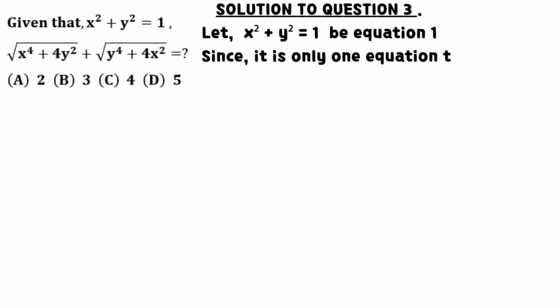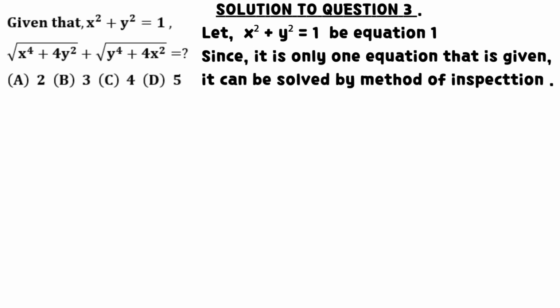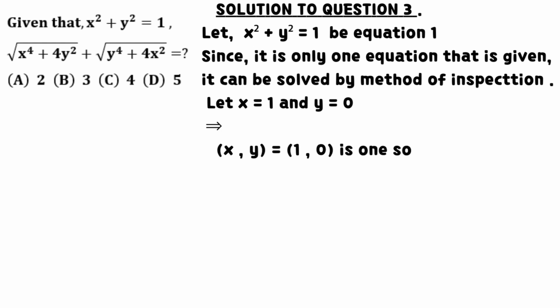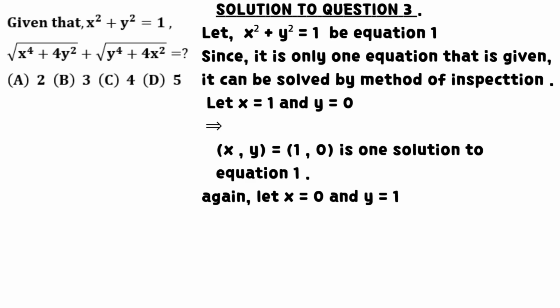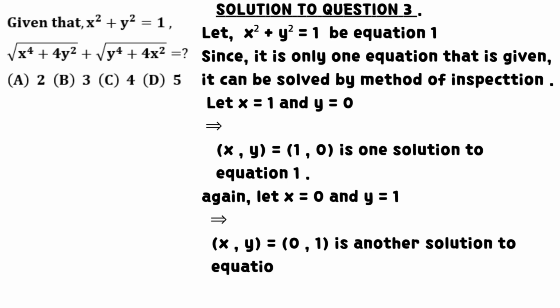Solution to question 3. Let the sum of the square of x and the square of y equals 1 be equation 1. Since only one equation is given, it can be solved by the method of inspection. Let x equals 1 and y equals 0. It implies that x and y equal 1 and 0 is one solution to equation 1.